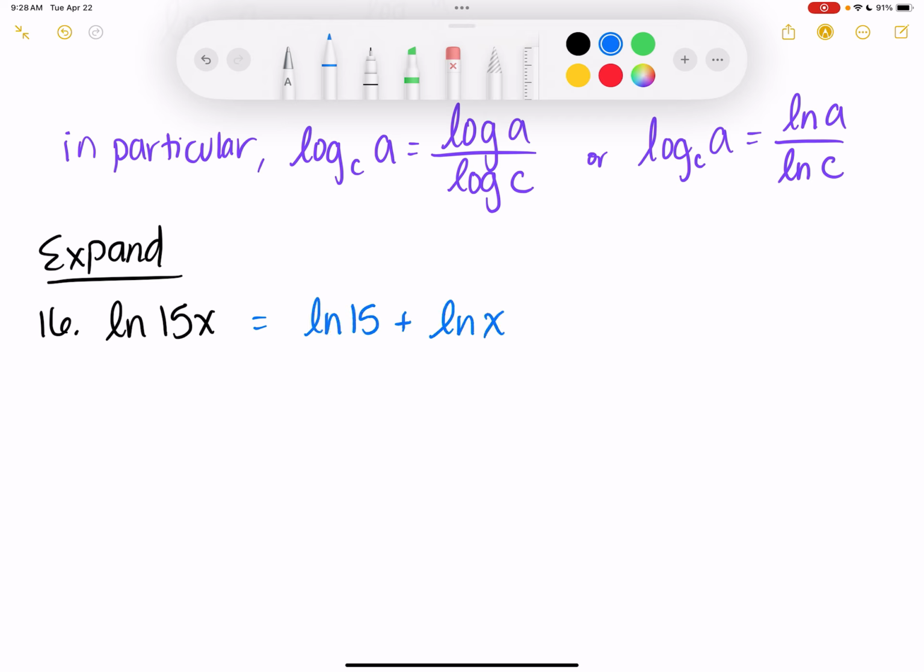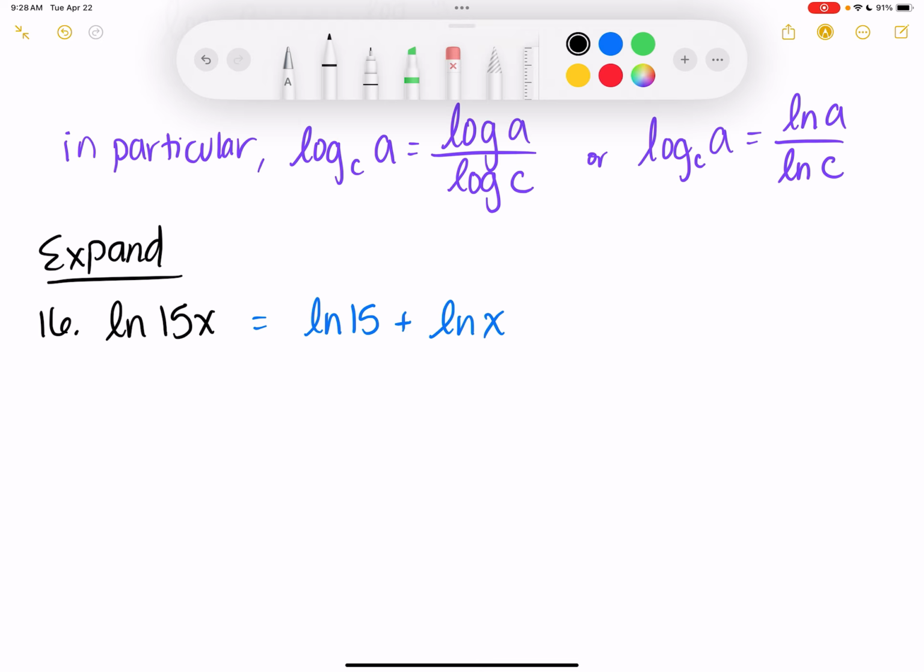At the moment, you're probably wondering, why do I need to rewrite this? What is this going to be useful for? It will be helpful in the next section where we're solving logarithmic equations, because when you can separate things, it'll make it easier to solve. The ln of 15 is just a number, but the ln of x, well, we don't know what x is, so that's not going to do anything for us. But that's all you have to do on the expanding ones.